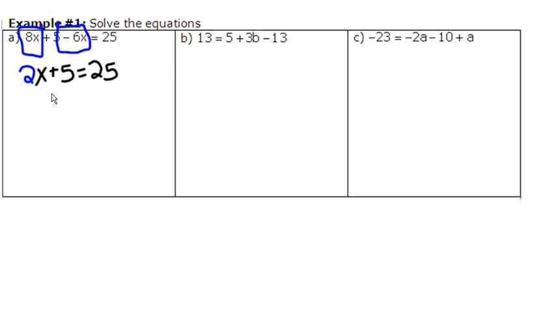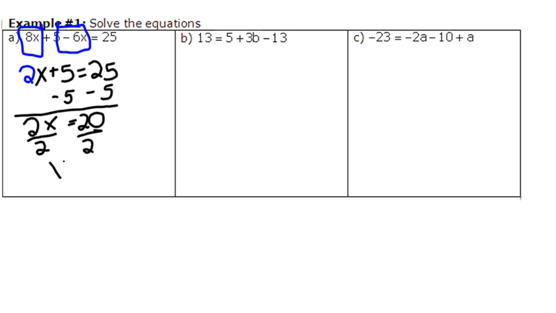From here, now it's a two-step problem. I would undo addition and subtraction, so I'm going to subtract 5 from both sides. So I have 2x equals 20. And then I would undo multiplication and division. So I would divide both sides by 2. So I have x equals 10.